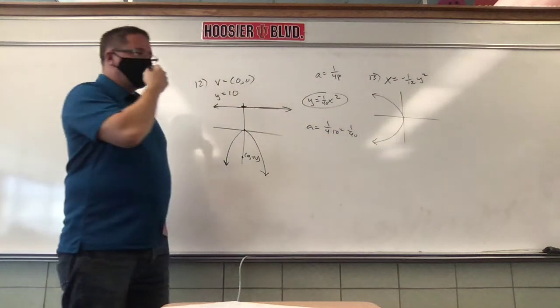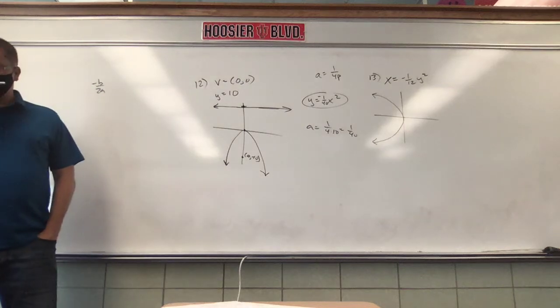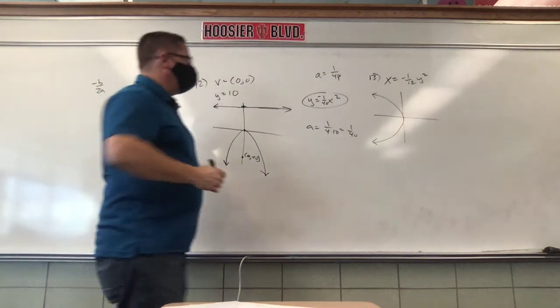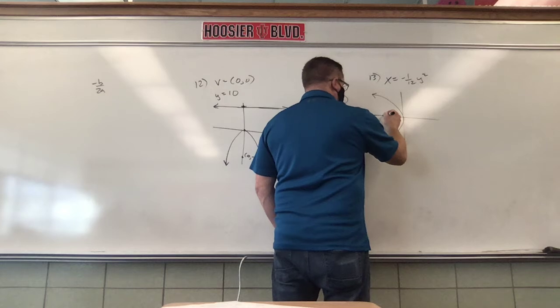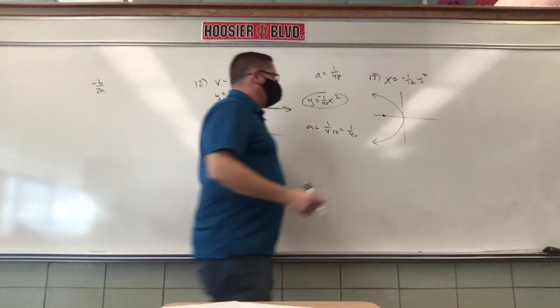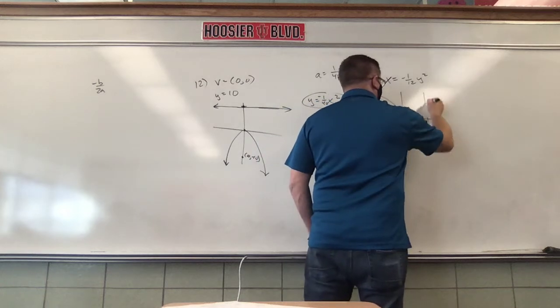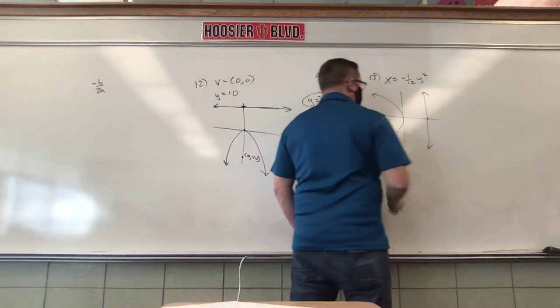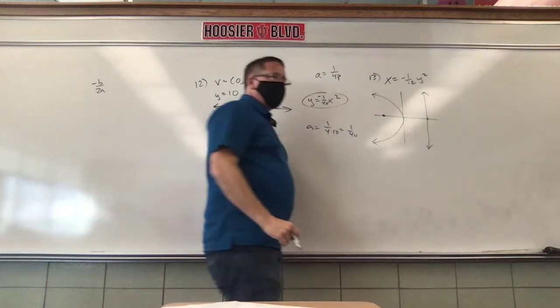Okay, it's going to the left. Okay, x is negative, to the left. So our focus is over here somewhere. How far over did I go? I don't know, something. And my directrix is over here somewhere. Now, I don't know how far I went, but this distance and this distance are supposed to be the same.